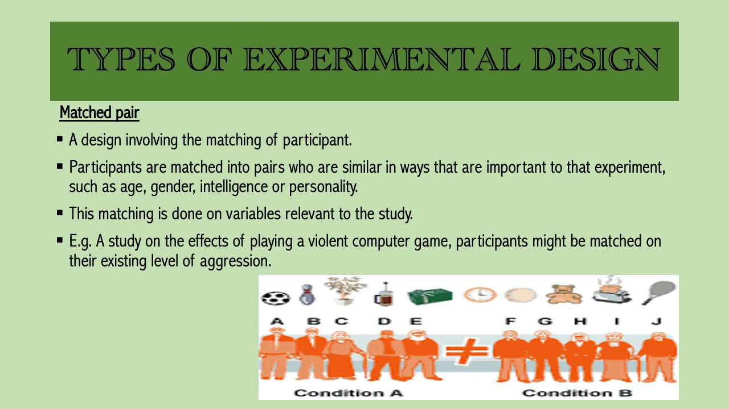So repeated measure is basically using the same participants for every condition. Independent group is the opposite, meaning they're using different participants for different conditions. Matched pair is basically the participants are allocated based on similarities that they have between the participants. Okay? So that's 3 ways on how participants can be allocated to different conditions of the IV.